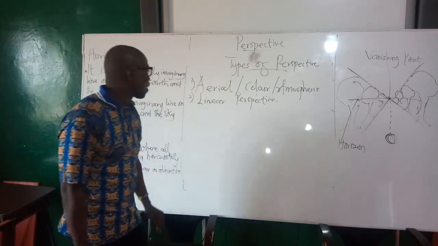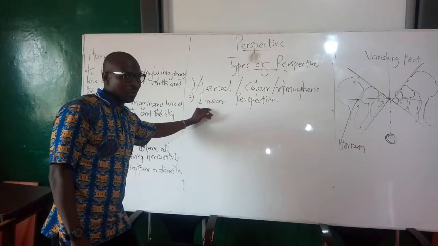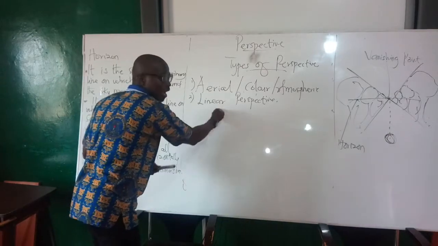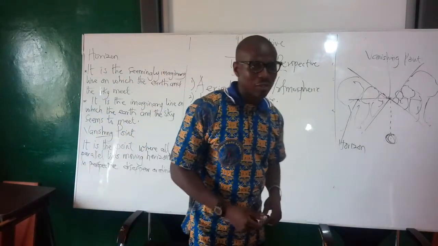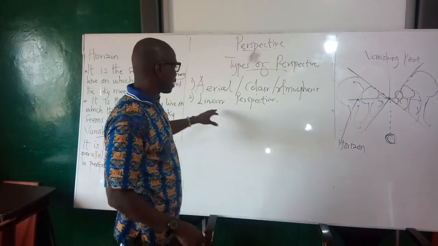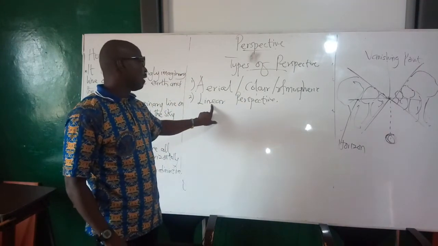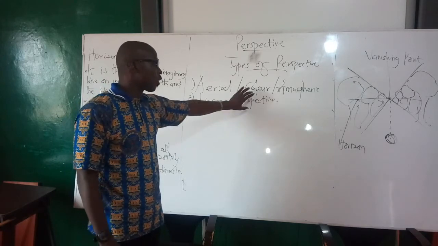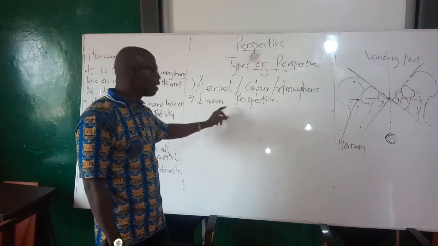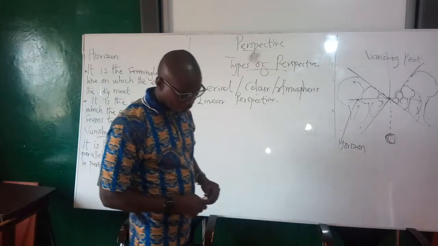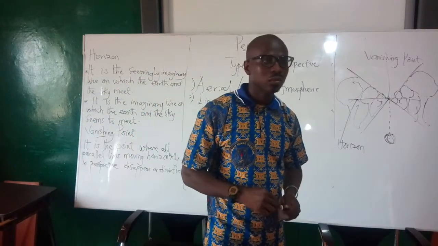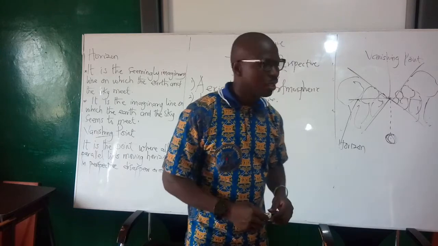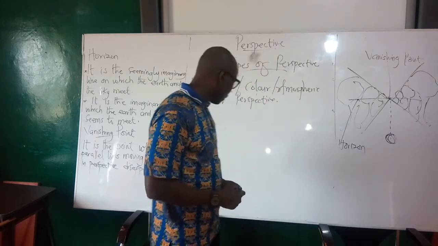Okay, and then the second one is linear perspective. Let's start with linear perspective. What is linear perspective? The word linear comes from the word line. We already know what perspective is. So what is linear perspective? Okay, I'm sure you've tried. Now we say linear perspective.